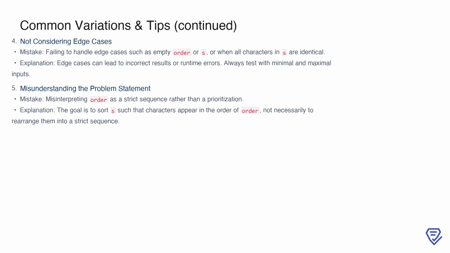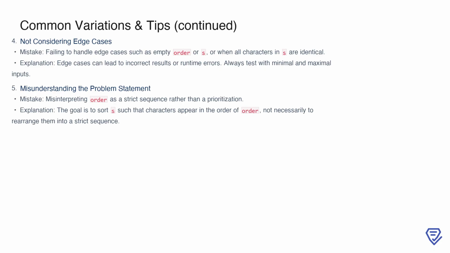Now, there are additional mistakes to watch out for. One is failing to consider edge cases, such as when order or S is empty, or when all characters in S are identical. Overlooking these scenarios can lead to runtime errors or incorrect results, so always test with both minimal and maximal inputs.